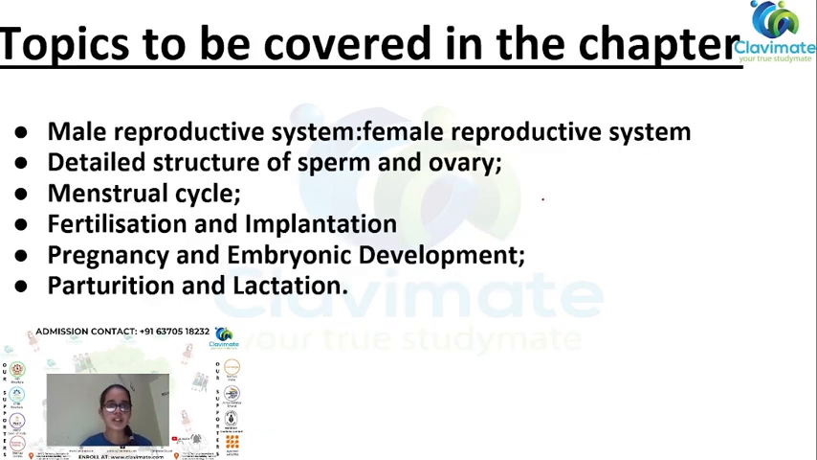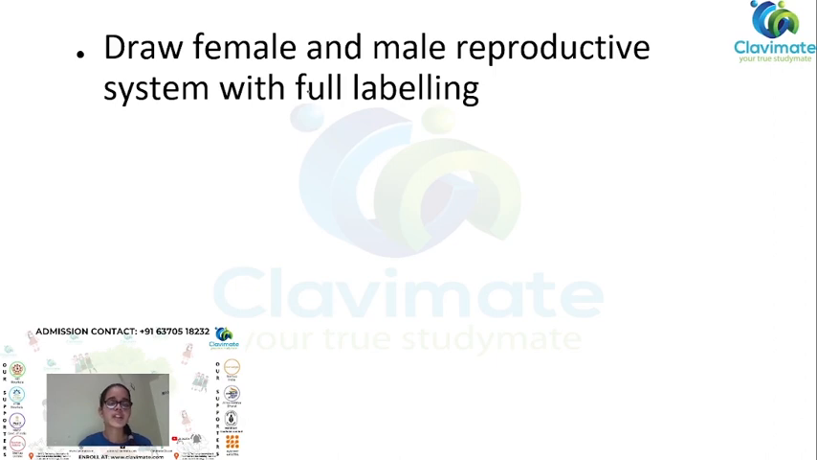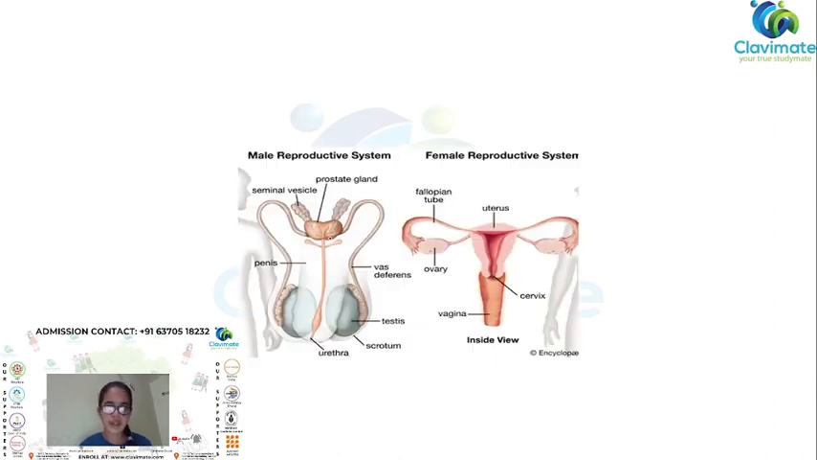And next, the topics to be covered in this chapter are the male reproductive system, female reproductive system, detailed structure of sperm and ovary, menstrual cycle, fertilization and implantation, pregnancy and embryonic development, and parturition and lactation. So next, first draw the female and male reproductive system with full labeling. So we need to know about the male and female reproductive systems with full labeling.